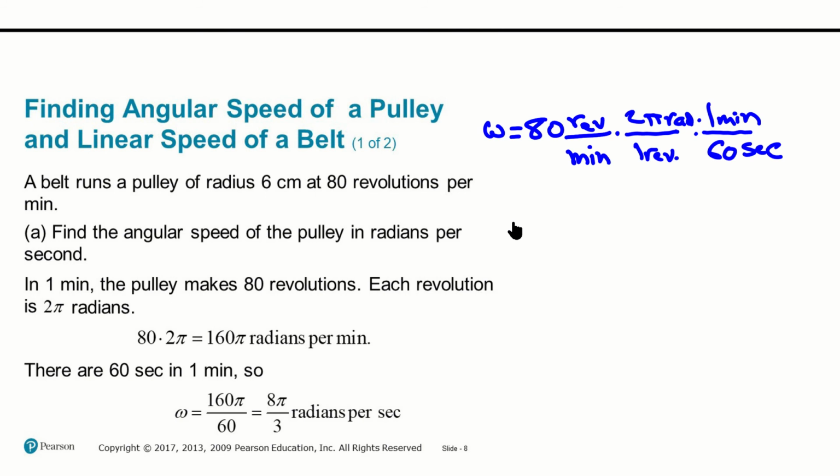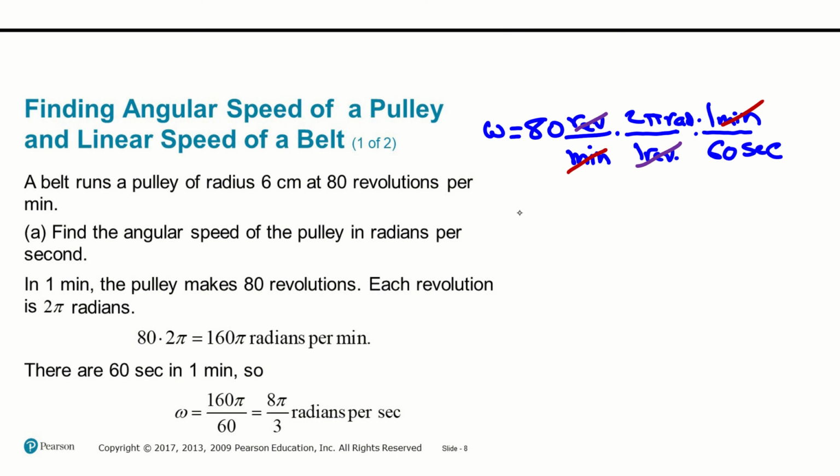Also notice that we have revolutions here, so we needed revolutions down here so that they cancel out. And we have minutes here so that they cancel the minutes we had down here. So if we cancel all the things we can cancel, minute is going to cancel minutes, and revolution here is going to cancel revolution. And notice the only units left now are radians and seconds, which is exactly what we wanted. But let's continue with cancellation.